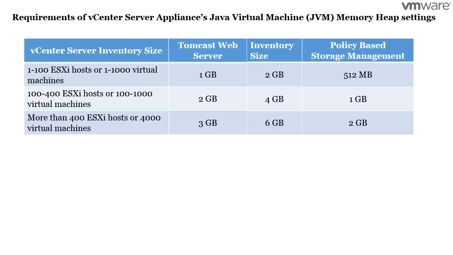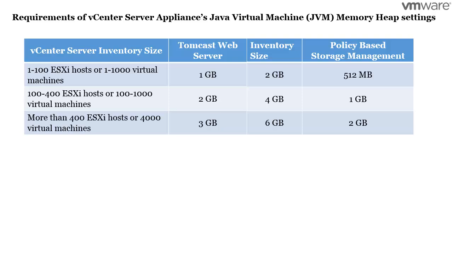So for a vCenter server inventory size like 1 to 100 ESXi hosts or 1 to 1000 virtual machines, for Tomcat web server, you need 1 GB. For inventory size, you need 2 GB. For policy-based storage management, you need 512 MB.